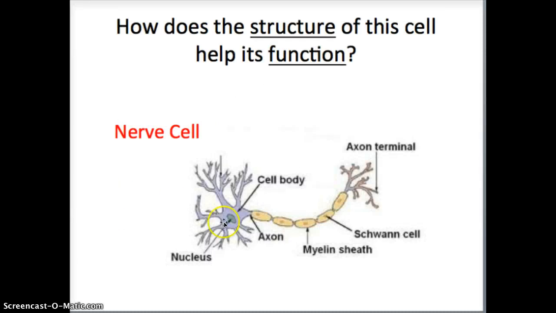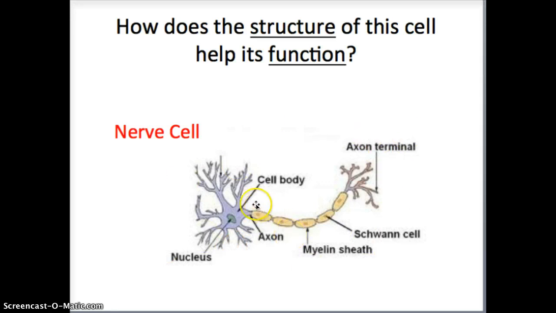So let's look at this. This is a nerve cell. A nerve cell is found within our brains and also found throughout our body. Look at the structure of this nerve cell. What do you think this structure of the cell has to do with its function?